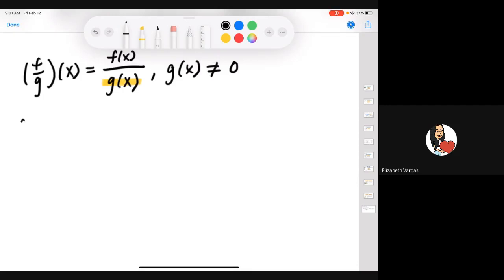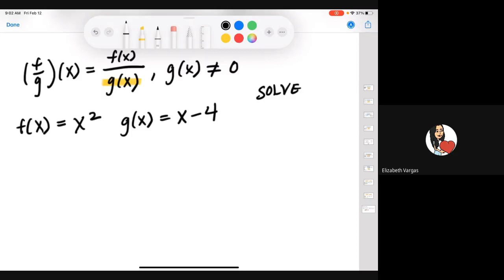So let's say that f(x) is equal to, I'll go back to my original one, x squared. And let's say that g(x) is equal to x minus 4, okay? So that's where I start. f(x) is equal to x squared, g(x) is equal to x minus 4. So now let's say I'm told that I want to solve for when the function of f is divided by the function of g.